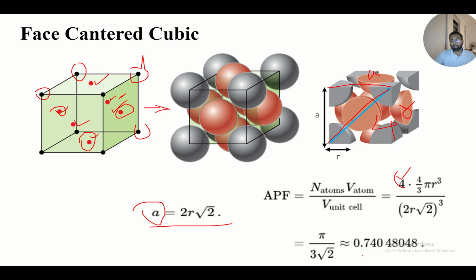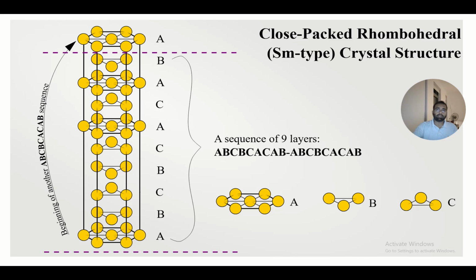So after calculating this atomic packing factor, we come to know that the atoms occupy much more space in this unit cell. It's around 74%. Next, there is a close packed rhombohedral, like actually this is a kind of hexagonal close pack. So HCP we call it in short.